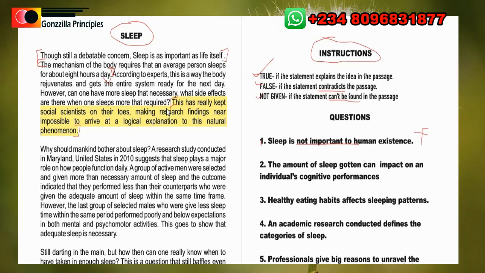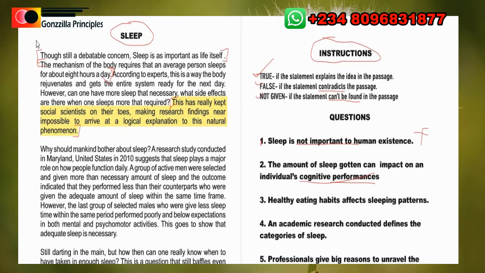The third and the fourth sentence have nothing to do with cognitive performance, which is our key concept here. So we still have to read downwards. I'm starting off with the fifth sentence here. So this has really kept social scientists on their toes, making research findings near impossible to arrive at a logical explanation to this natural phenomenon. Okay, definitely I can't really get anything connecting to the question here, so I have to move straight downwards to my next paragraph.